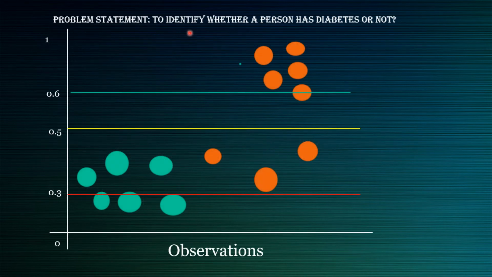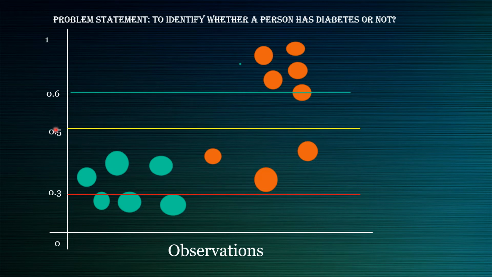Consider the following problem statement. What is our problem statement? To identify whether a person has diabetes or not. Now on our x-axis we have our observations, on our y-axis we have our probabilities and a threshold. The yellow line is the threshold which is by default kept at 0.5. The orange dots that you see indicate that people have diabetes. The green dots are people who do not have diabetes.